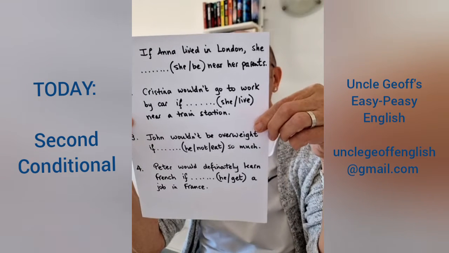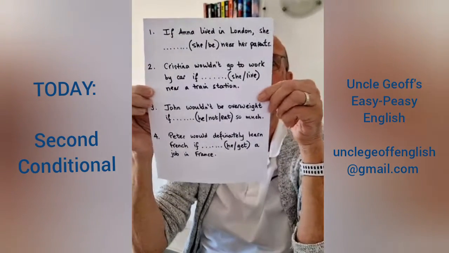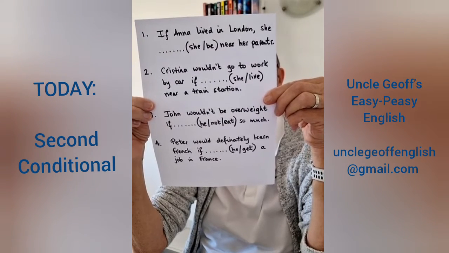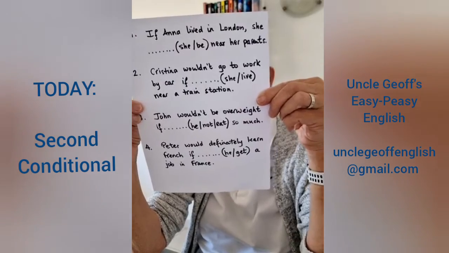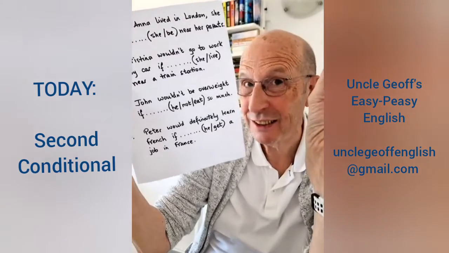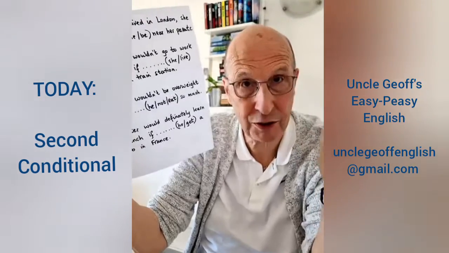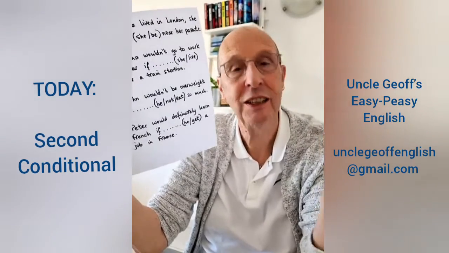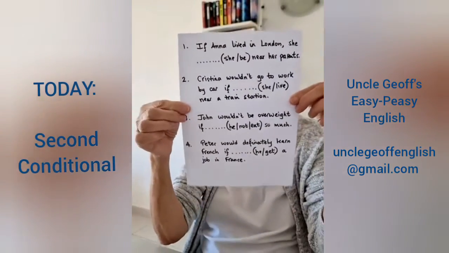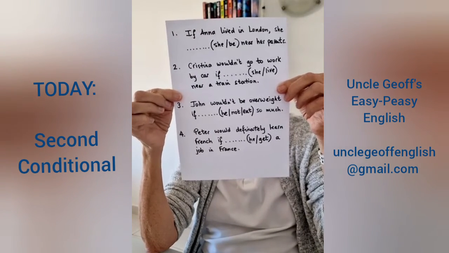Number 2, Christina wouldn't go to work by car. Christina wouldn't go to work by car if she lived near a train station. Does she live near a train station? No, she doesn't. If she did, then she wouldn't go to work by car, but she does go to work by car because she doesn't live near to a train station. Christina wouldn't go to work by car if she lived near a train station.